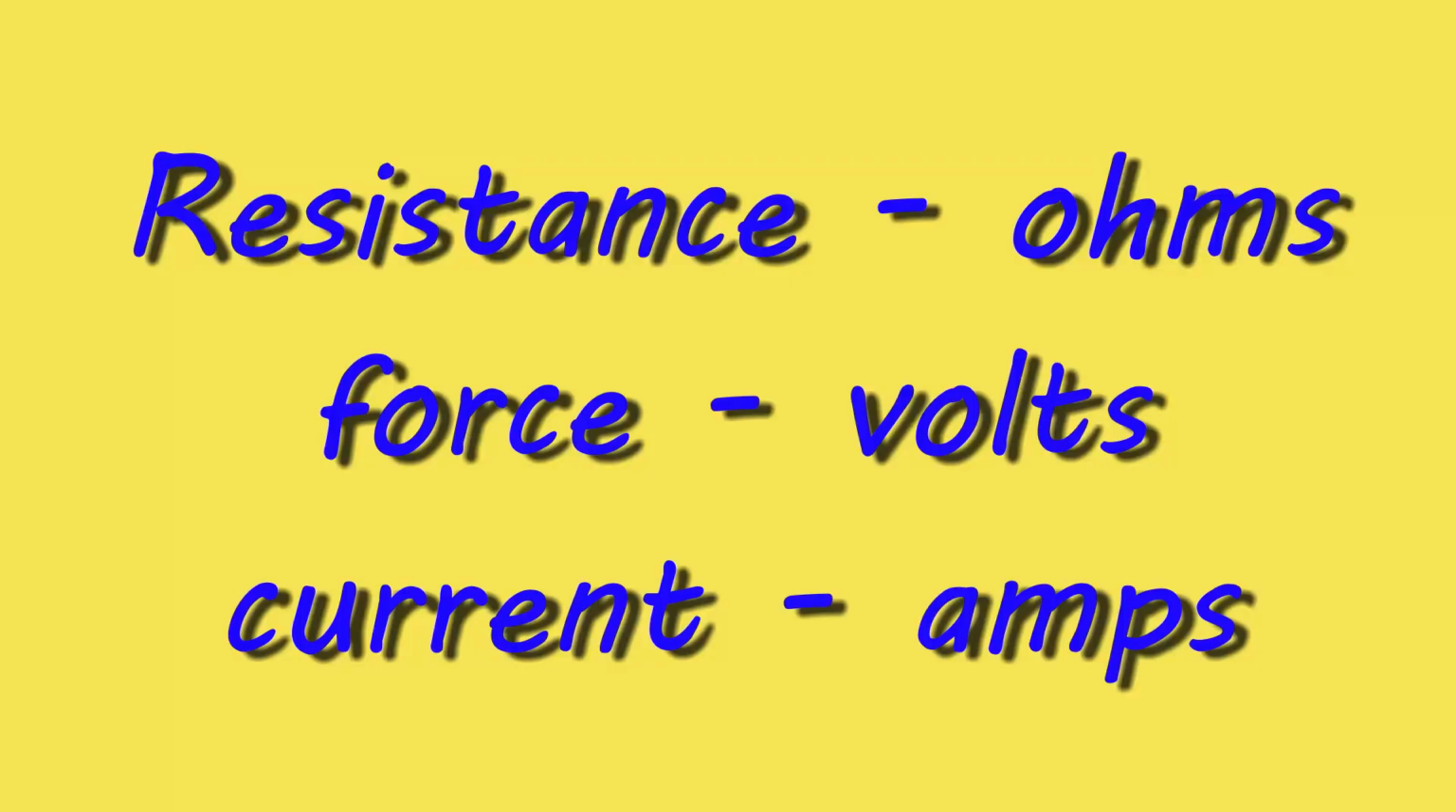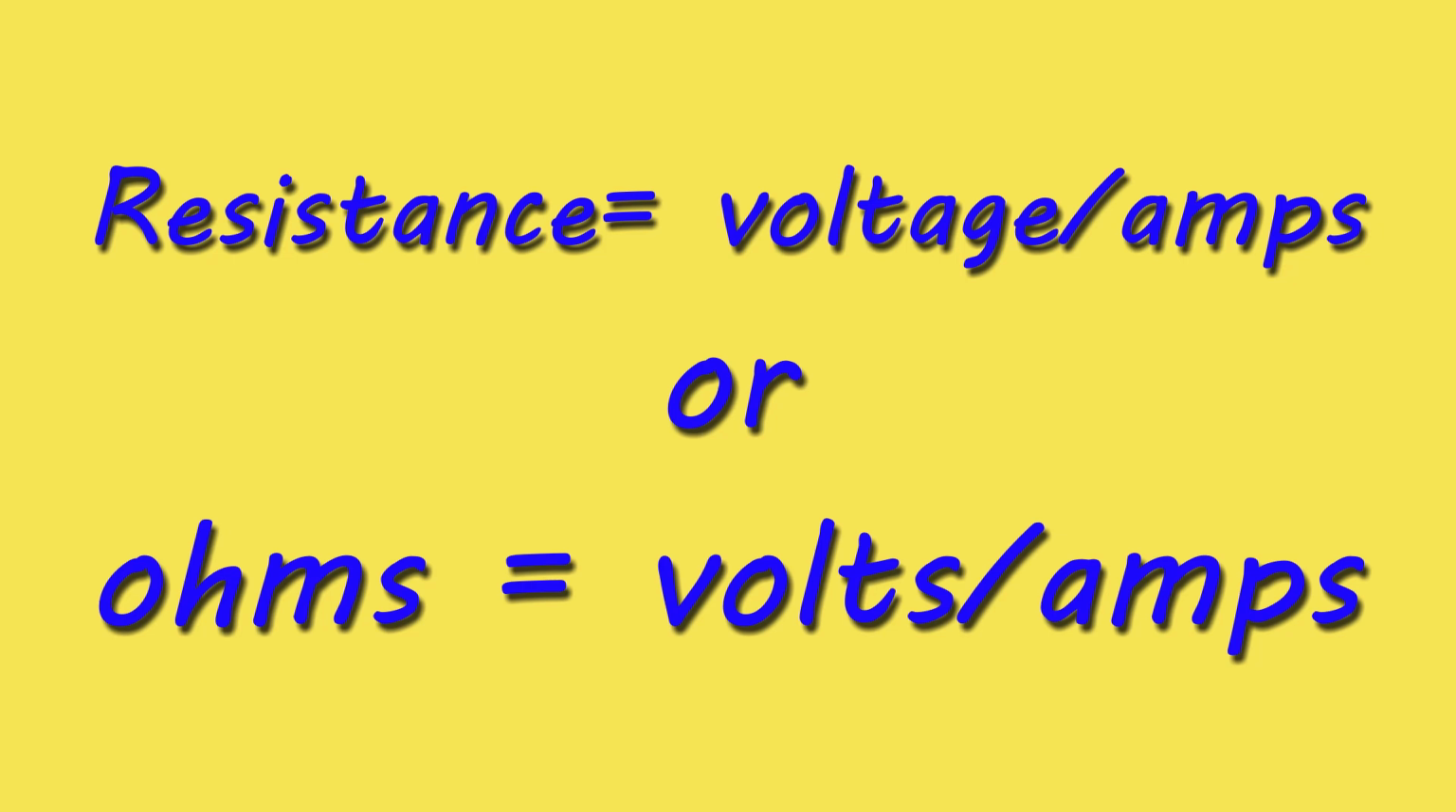These electrical elements can be expressed in a formula so that you can figure all of this out. The resistance, or ohms, is equal to the voltage divided by the current, or the amps.